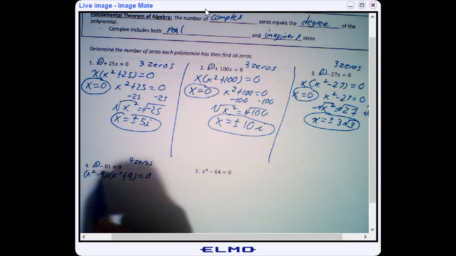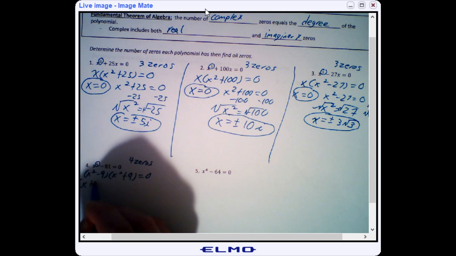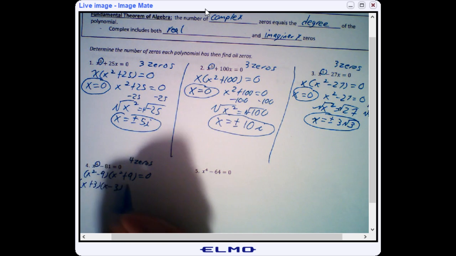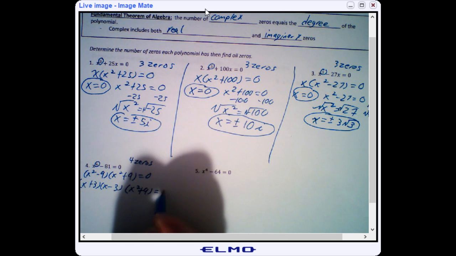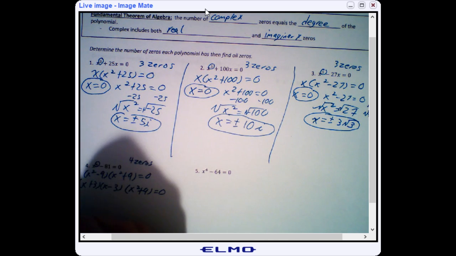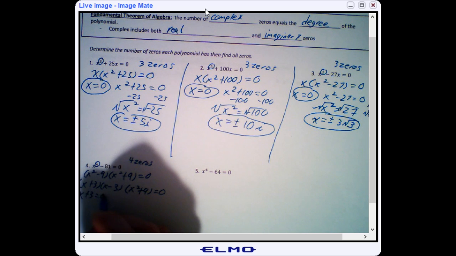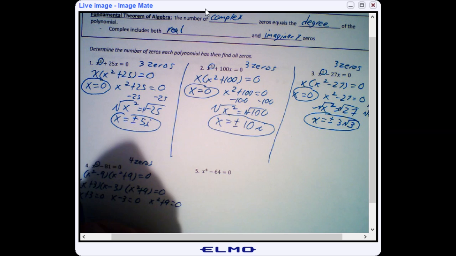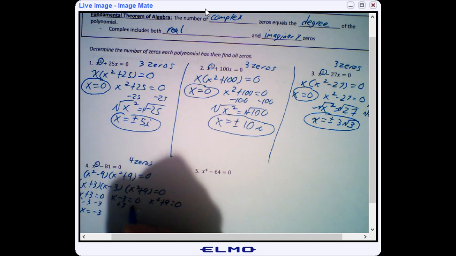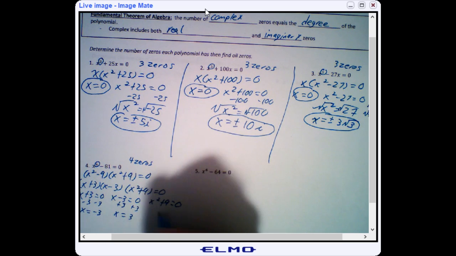X squared minus 9 is still a difference of squares, so that's going to be x plus 3, x minus 3. X squared plus 9 is a sum of squares, so we can't factor that. Set each factor equal to 0 and solve. Square root both sides, so we get x equals plus or minus 3i.